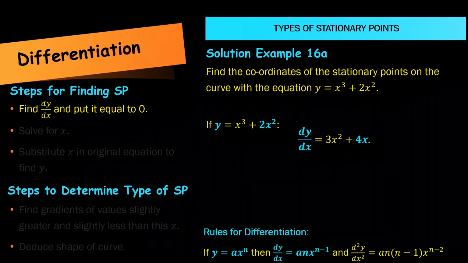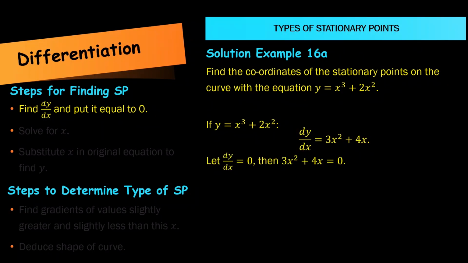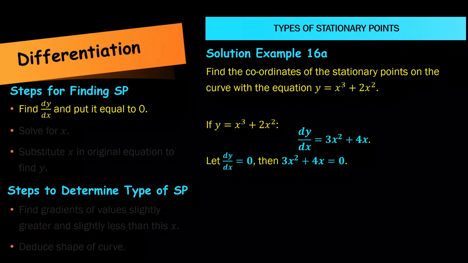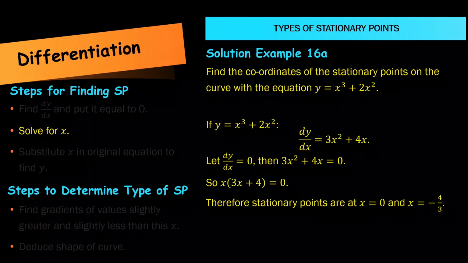Let dy/dx equal 0, and then we have 3x squared plus 4x equals 0. So let's now solve for x. Factorising gives us x times (3x plus 4) equals 0. And therefore the stationary points are at x equals 0 and x equals minus 4 over 3.